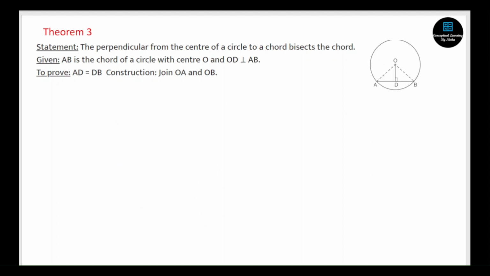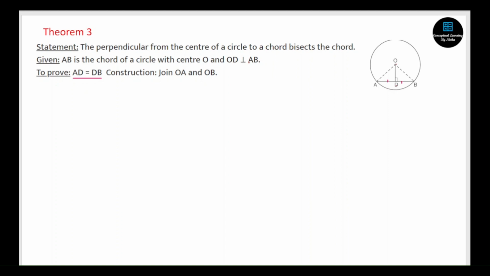Okay, then next theorem. The perpendicular from the center of a circle to a chord bisects the chord. Means what? AB is a chord given. O is the center. I am drawing a perpendicular from the center, which is OD. And OD bisects the chord AB. That we have to prove. Bisects means these are two equal parts, which we have to prove. See, we have to prove that AD equals DB.